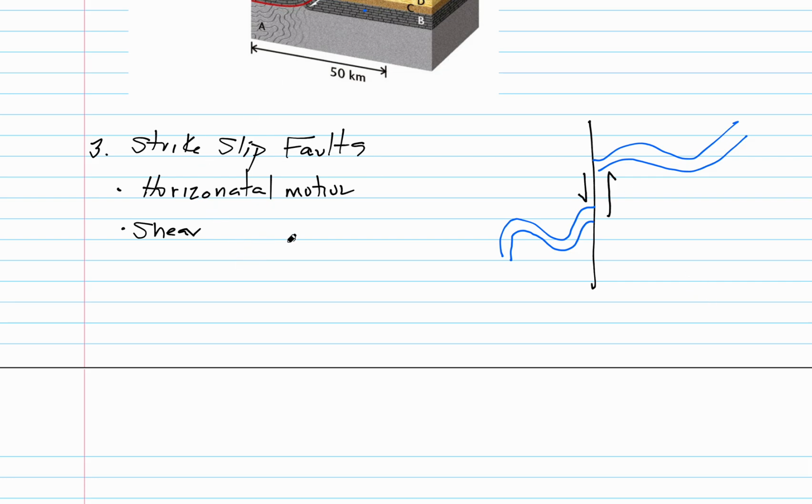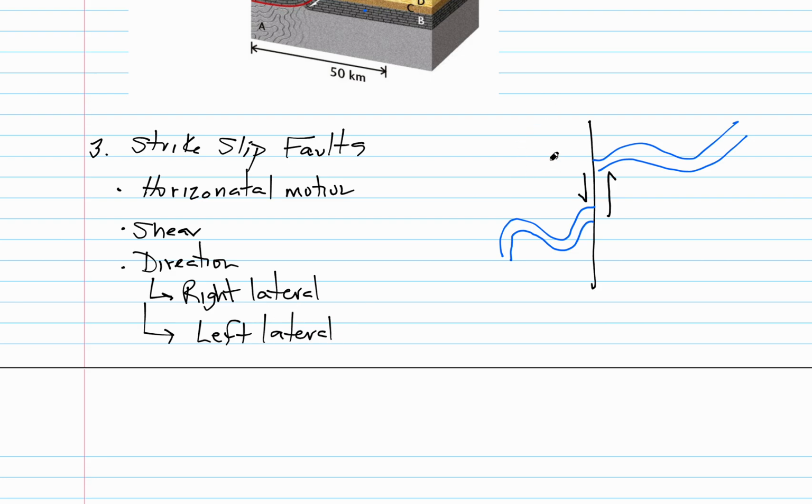We name these faults more specifically based on their direction. So I'm going to put the word direction here. Because if you have a strike-slip fault, which way is it moving? Is it moving to the left or to the right? And so we actually have 2 different types of strike-slip faults. One is called a right lateral strike-slip fault, and another is called a left lateral strike slip fault. And so let's just look at this one example, and hopefully this helps you.